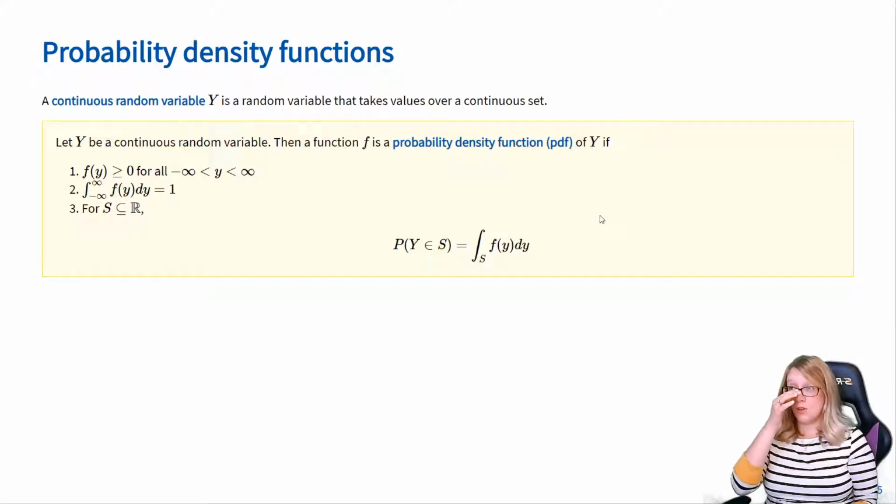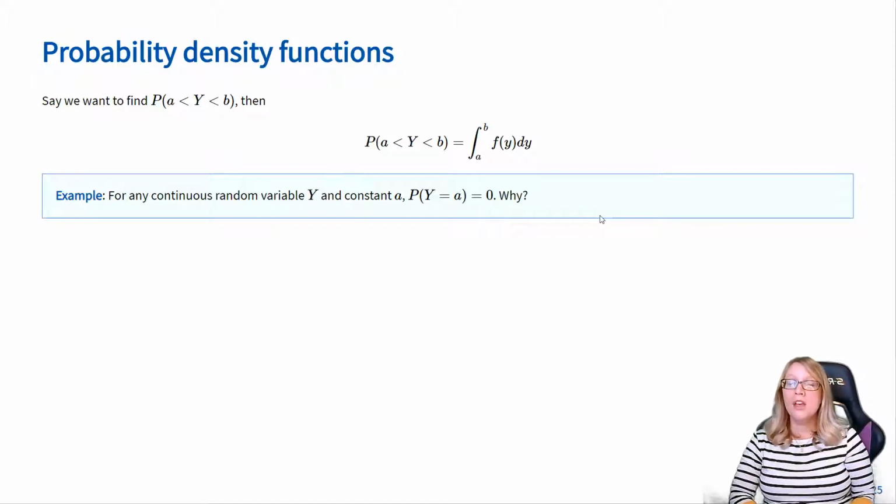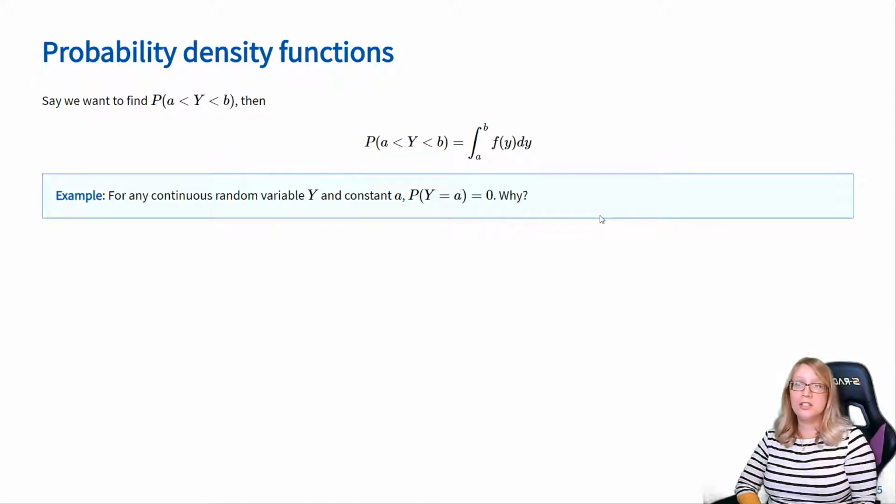Third condition, for some set S within the real line, the probability that y is in S can be found by taking the integral over S of the PDF. So in other words, in order to find probability in a continuous space, we integrate. Now let's say that we want to find the probability that A is less than Y, which is less than B. We find that by taking the integral starting at A up to B of the PDF with respect to y.